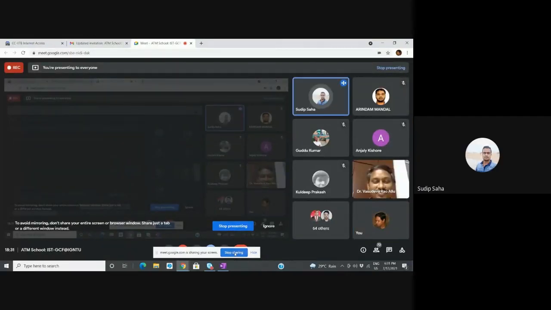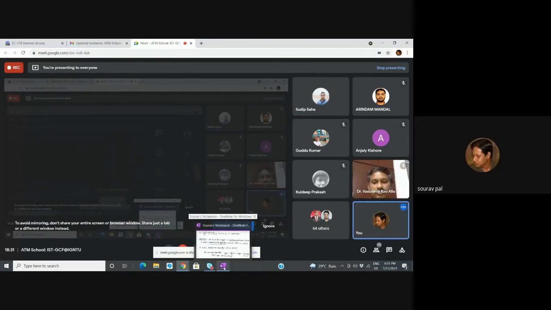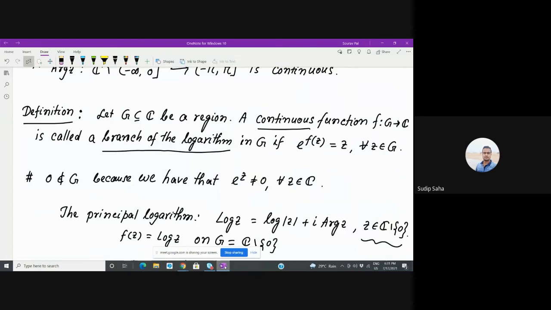Sir, I have a question. We have seen the definition of the branch of the logarithm, but I want to know how it has come, and how the condition e to the power f(z) equal to z has come. All of a sudden we have a definition. I want to know the origin and the concept behind that, and why the branch of logarithm concept has appeared here.